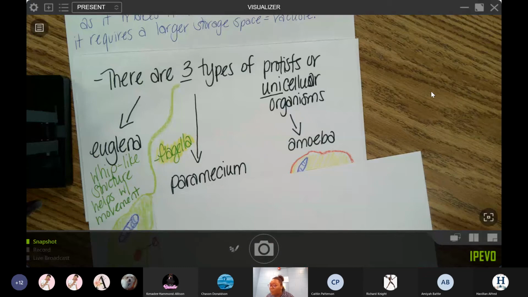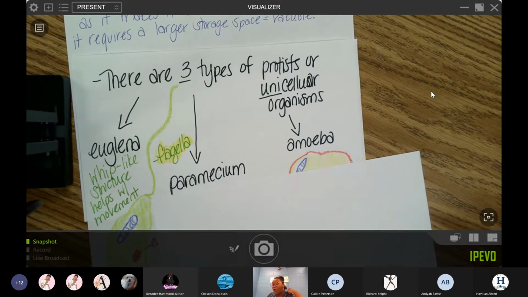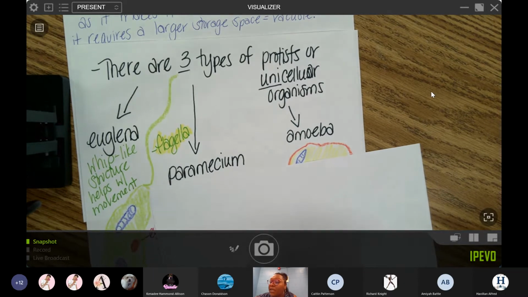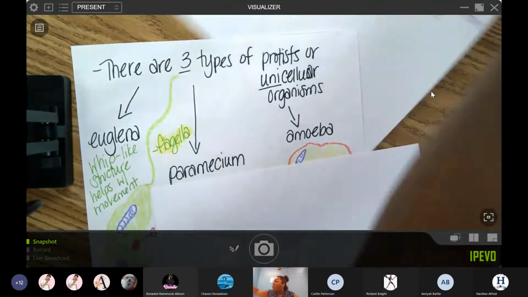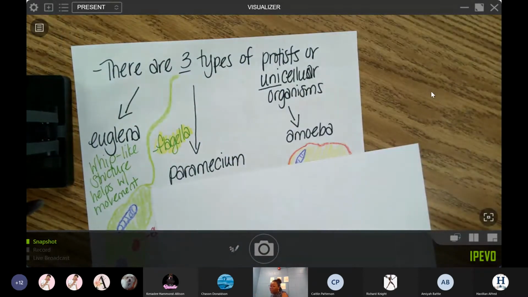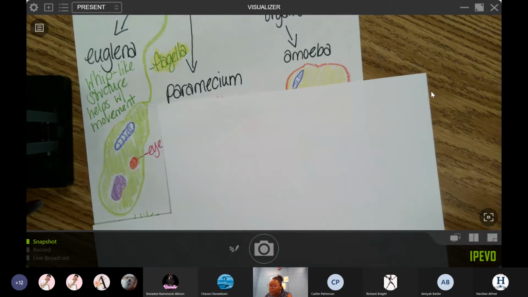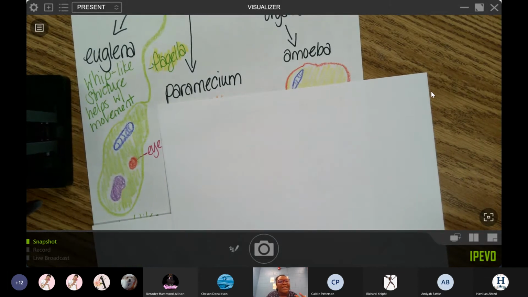So we'll need to know about the euglena, the paramecium, and the amoeba. And today we're going to start drawing the picture of our first protist, the euglena. You'll notice the colors that Miss Neville uses here are extremely important. So let's look here. The euglena is green, and this is a plant-like unicellular organism.